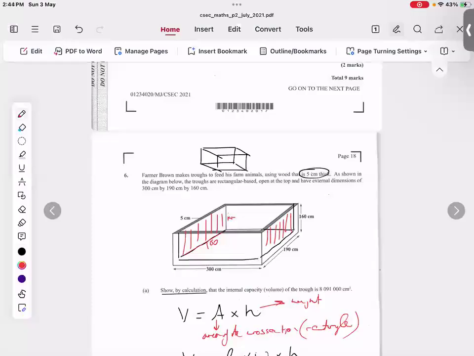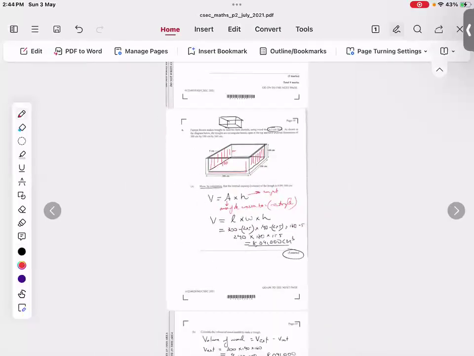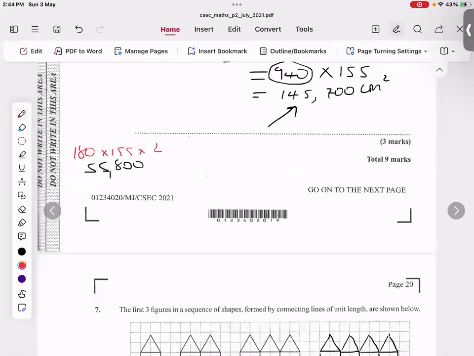All right. Now we're going to do the back and the front. So the back and the front would be 290. So we subtract the width now. 290 times the height of 155. Do that for me now, Jafari. 290.